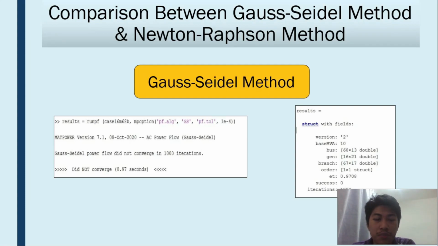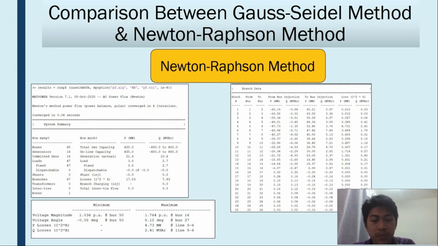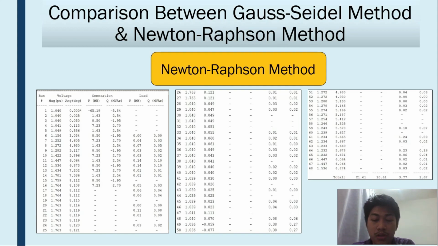Firstly, the comparison of the simulation results. For the Gauss-Seidel method, we can see that the simulation is not successful because the load power flow analysis did not converge in 1000 iterations. Therefore, it doesn't show the result of the load power even after we run the simulations. But a different case occurs with the Newton-Raphson method. The simulation was successful and converged in 4 iterations. From the figure, we can see the result of the real power and reactive power of load, generation, and the total line loss.